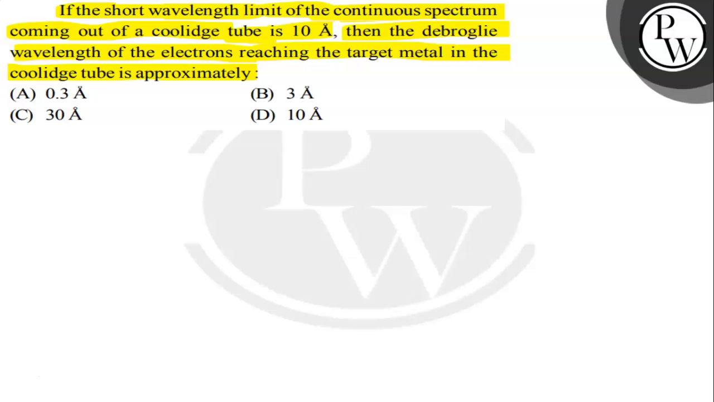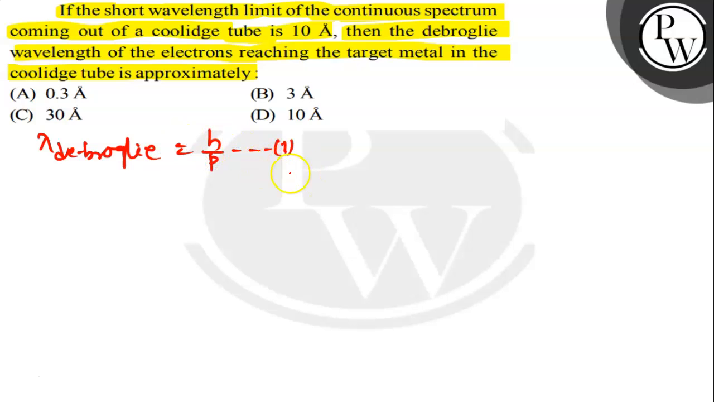The electron energy is converted into X-rays. As a result, you can apply the energy conservation theorem to find the momentum of the electron. You can use the de Broglie hypothesis to find the wavelength of the electrons. So, the de Broglie wavelength is given by lambda de Broglie is equal to h by p.